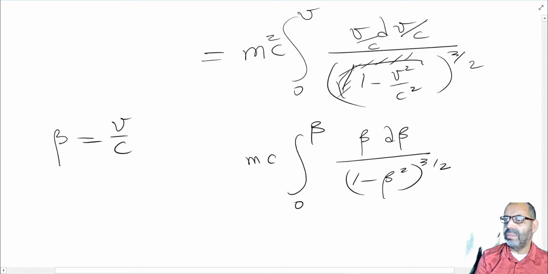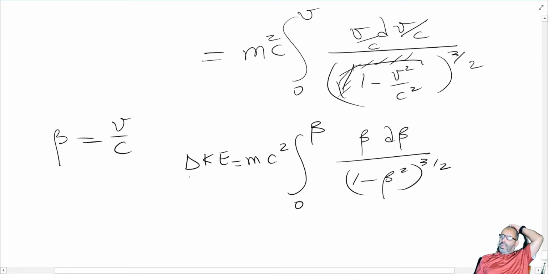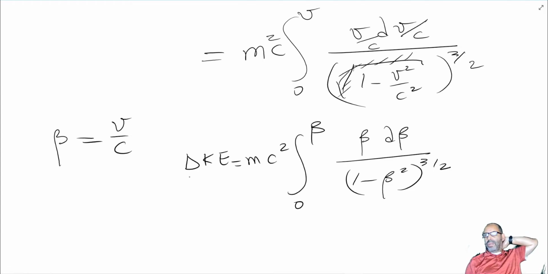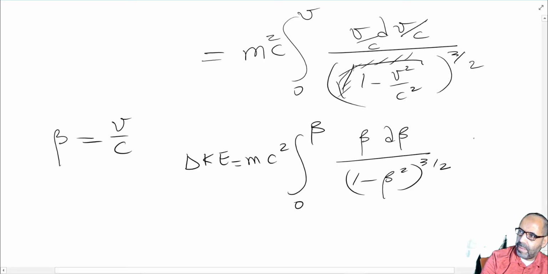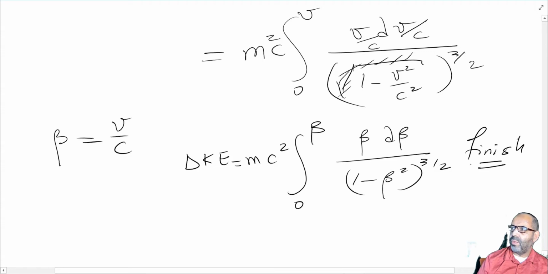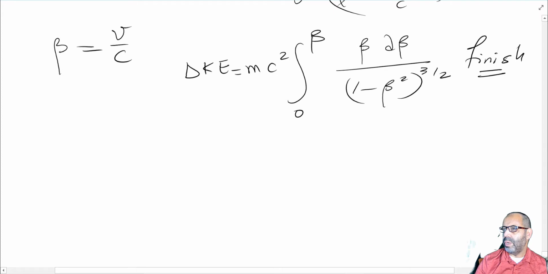And this is equal to mc squared. So this is the change in the kinetic energy. This is not hard to do actually, because beta d beta is d beta squared over 2, and then you move stuff, and then you do the integration. So that's part of the things that you need to finish yourselves. That's one of the questions of the day. Complete this integration. It should be straightforward, okay?